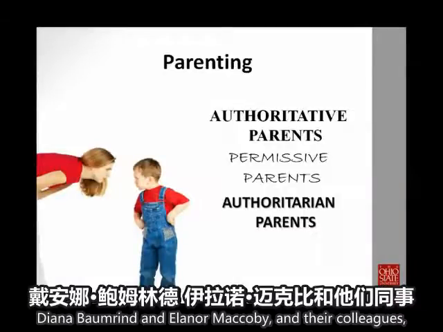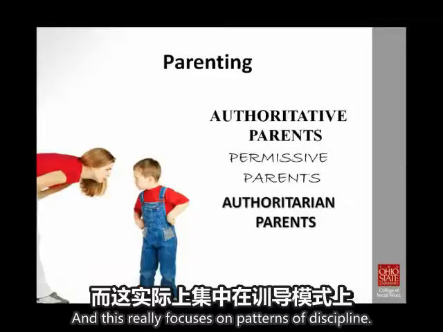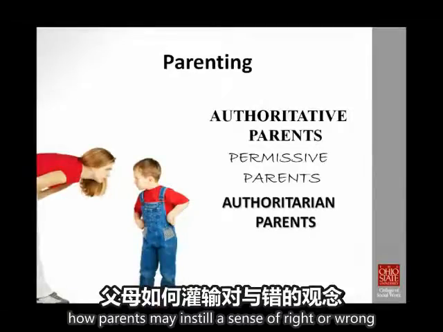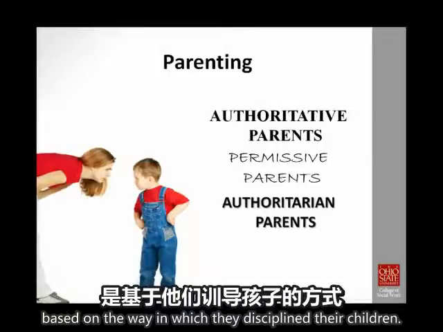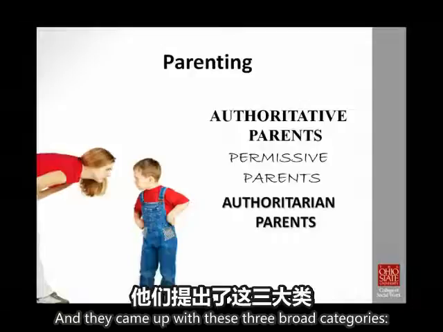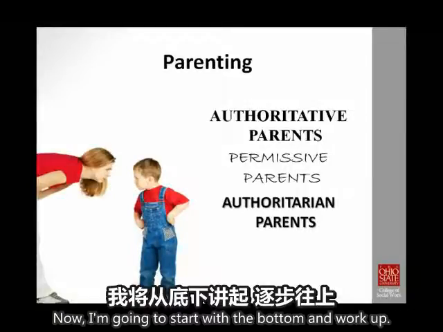Diana Baumrind and Eleanor Maccoby and their colleagues, they identified what they felt were different types of parenting. And this really focuses on patterns of discipline. They felt that they could identify how parents may instill a sense of right and wrong based on the way in which they disciplined their children. And they came up with these three broad categories: authoritative, permissive, and authoritarian parents. Now I'm going to start with the bottom and work up.